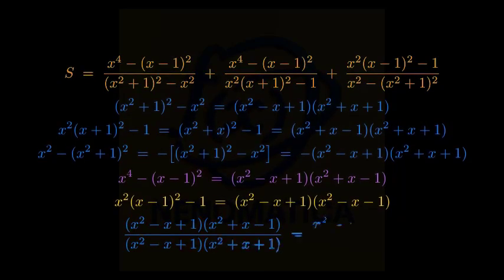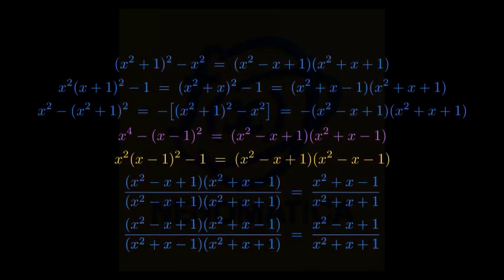Step 3. Rewrite each fraction using these factorizations and cancel common factors. For the first fraction, both numerator and denominator contain x squared minus x plus 1, so it simplifies to (x squared plus x minus 1) over (x squared plus x plus 1). For the second fraction, numerator and denominator both contain x squared plus x minus 1. This simplifies to (x squared minus x plus 1) over (x squared plus x plus 1).